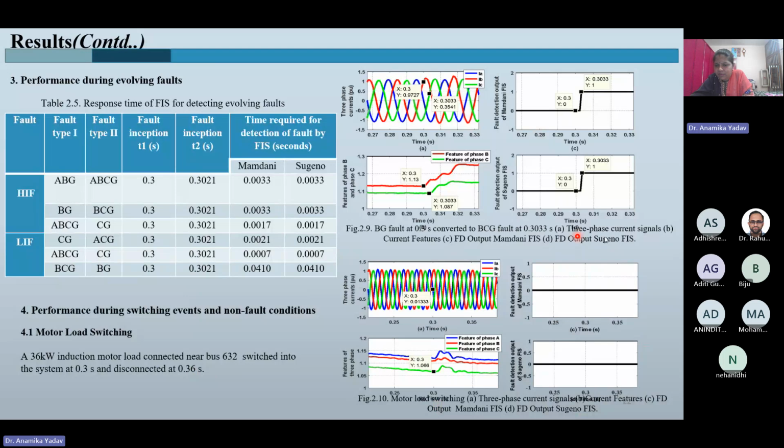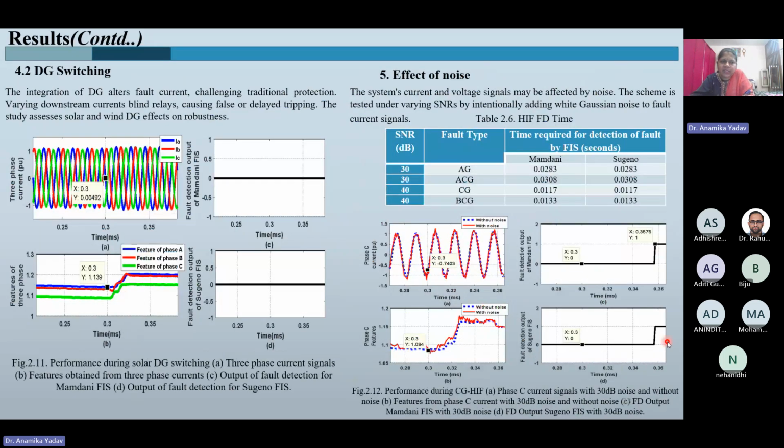So you can see from the results that the output is low throughout. So it confirms that this condition is considered to be non-faulty. So that is proving its reliability. Similarly, DG switching, when we switch in different types of DGs, the relay scheme should not detect that type of event as a fault.